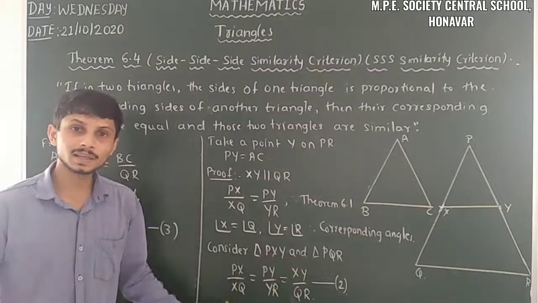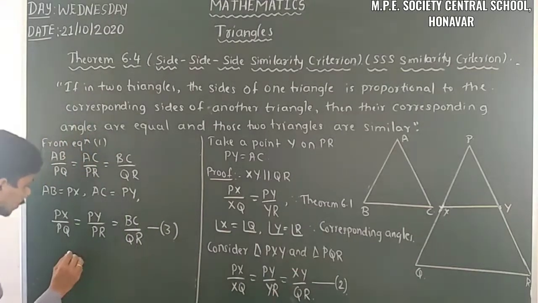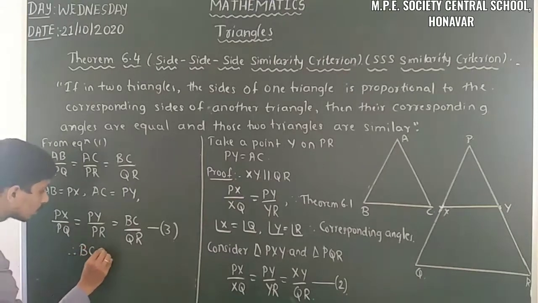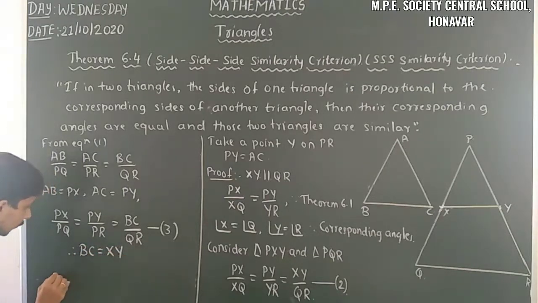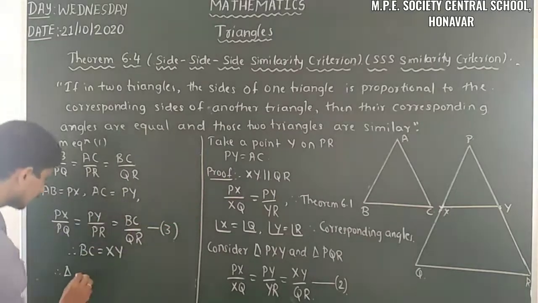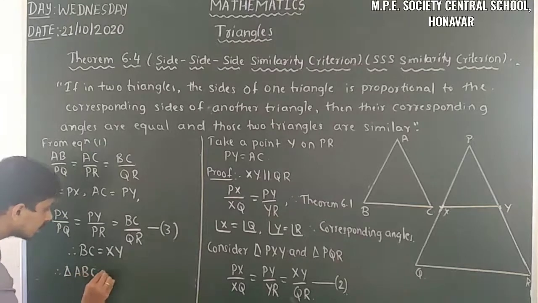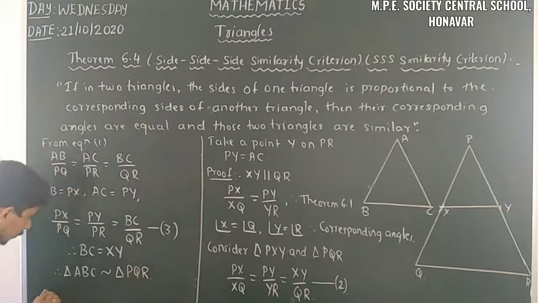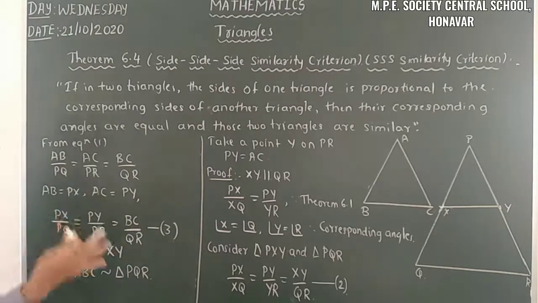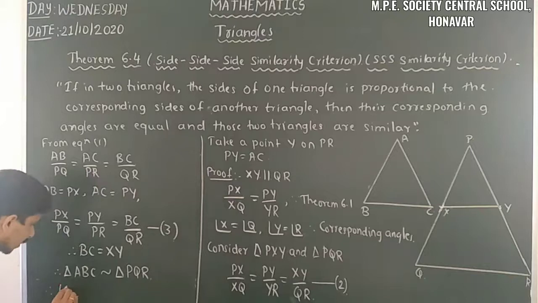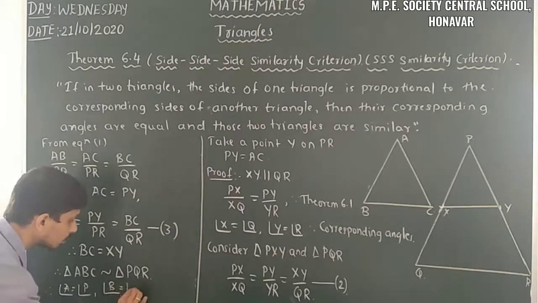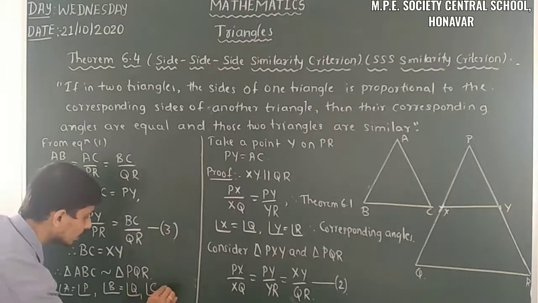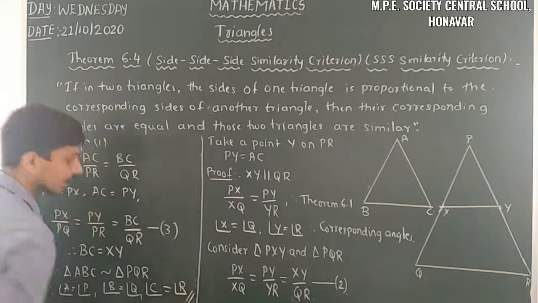Irrespective of the changes, we have BC in place of XY. So that's why we can take BC is equal to XY. Therefore triangle ABC is similar to triangle PQR. So we can take all the corresponding angles as equal. That's why angle A is equal to angle P, angle B is equal to angle Q, and angle C is equal to angle R. So hence the proof.